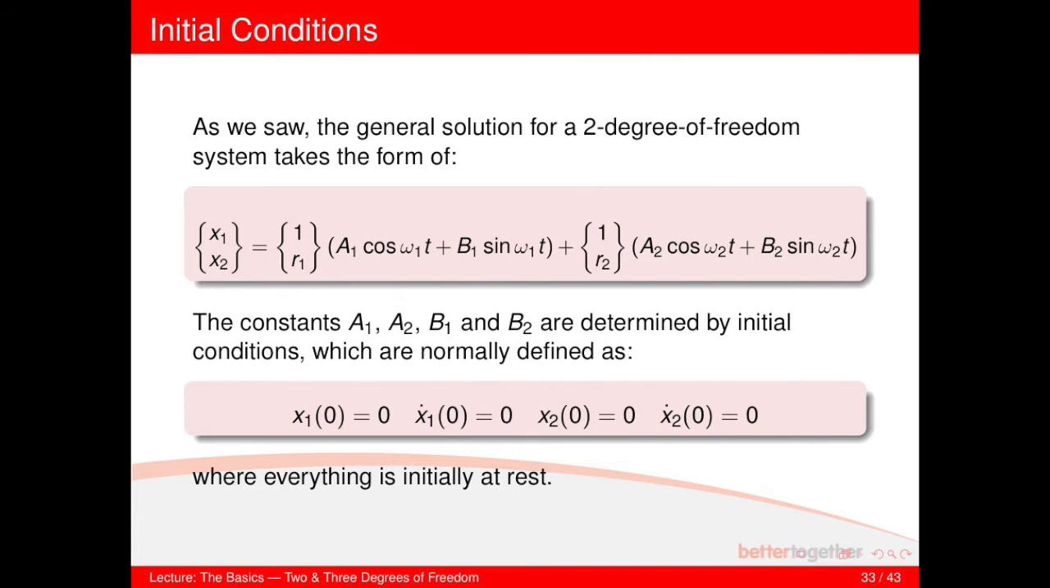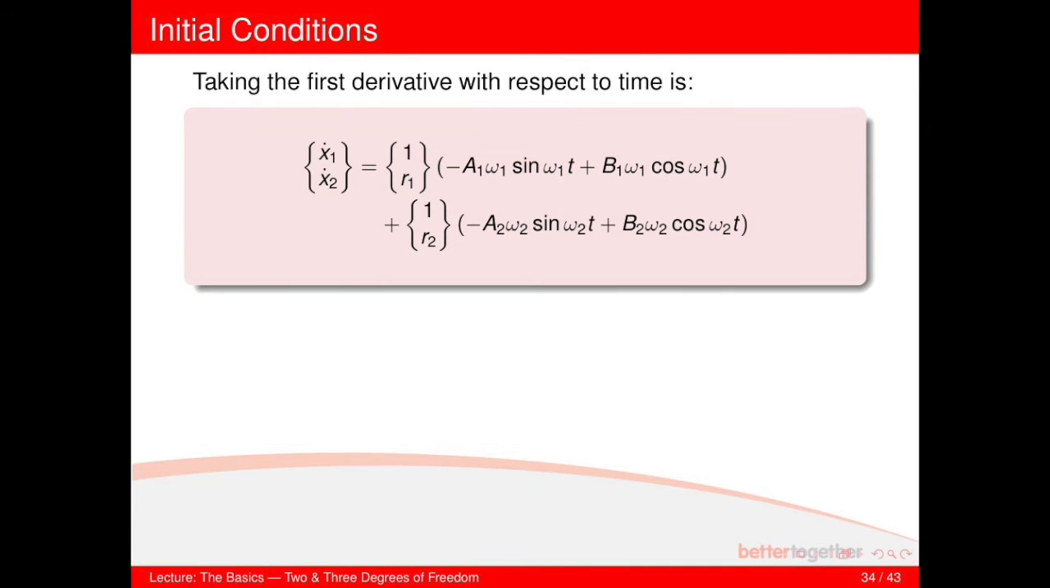And like I said, what you do is you define x1, x1 dot, and x2 and x2 dot when t equals 0 to be certain values. Obviously here we've defined them to be 0, so everything's initially at rest. Generally that won't be the case, but what we do is we take the first derivative with respect to time. So there's our solution to find x1 dot and x2 dot.